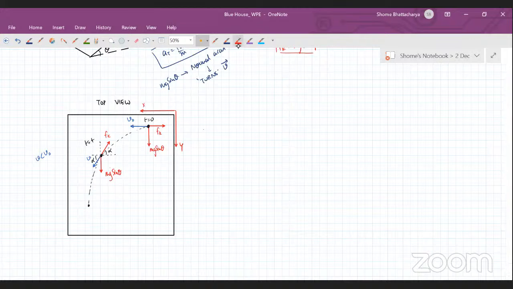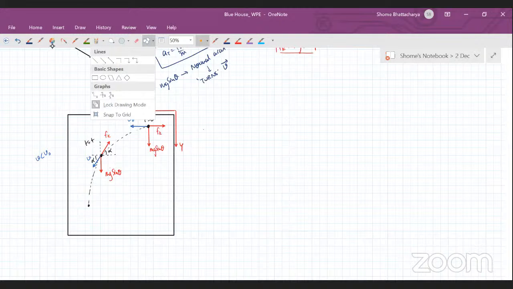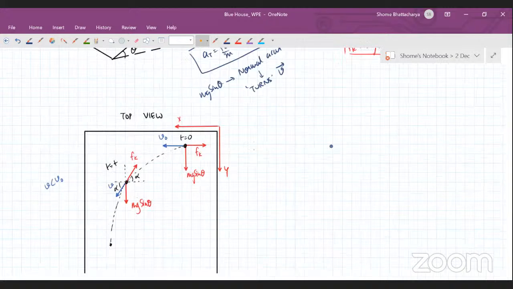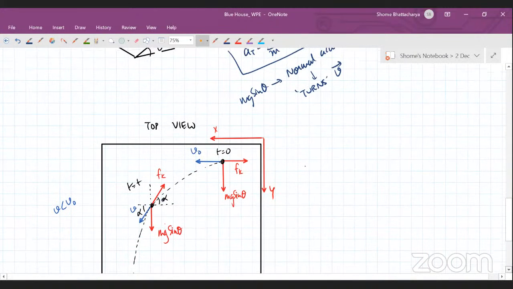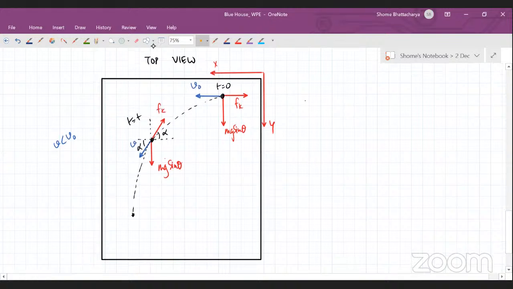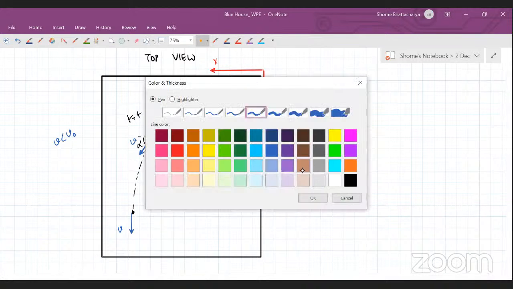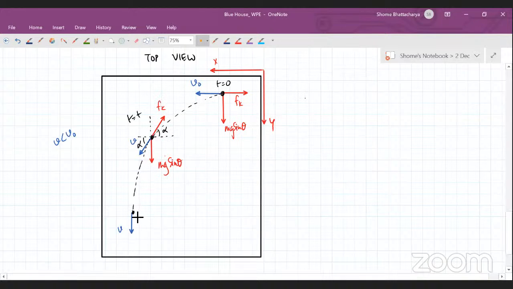So the moment this happens, you will see something very interesting, that your velocity vector and mg sine theta will become collinear. They become in the same direction. So when that happens, your acceleration becomes zero because mg sine theta balances friction.